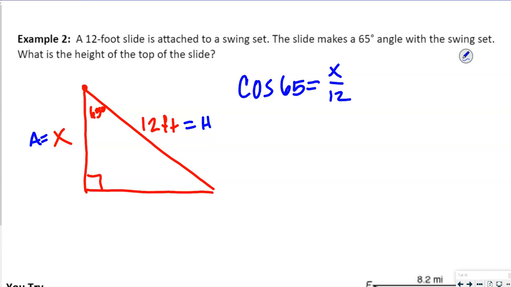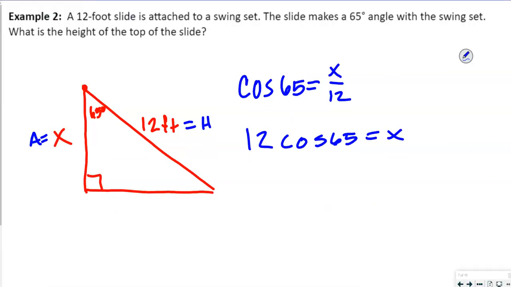So once again, we're going to multiply by 12, right? 12 cosine of 65, that's equal to x. Put that directly in your calculator, and when I did that, I got 5.07, so we're going to say 5 feet is what x is equal to, okay?